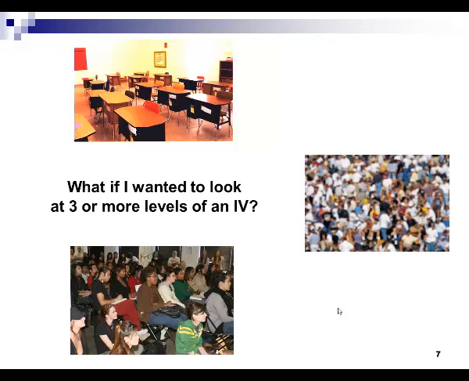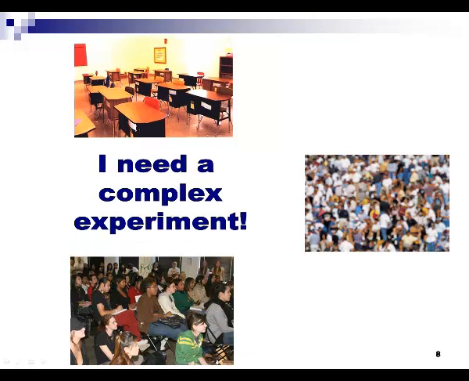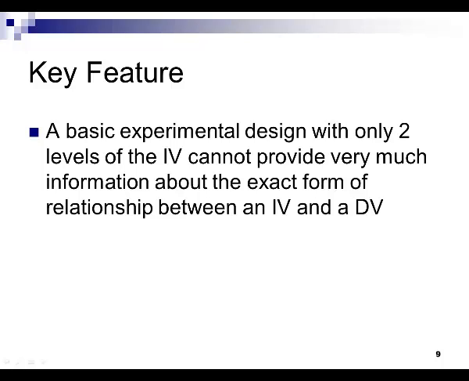But what if I wanted to look at three or more levels of an independent variable? So let's say I wanted to look at very little crowding, moderate crowding, and then big time crowding. So that's three levels of an independent variable. Well, if I wanted to do that, I would need to design what is called a complex experiment. And the key feature of a complex experiment is that you're going to get a lot more information. So with a basic experimental design that only has two levels of the independent variable, you're not going to be able to be provided with very much information about the exact relationship between the independent variable and the dependent variable.